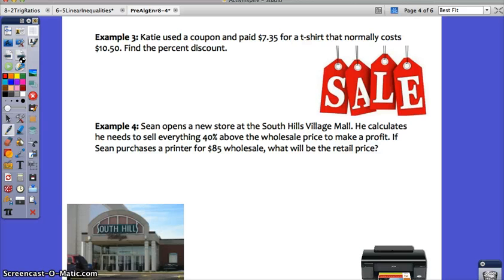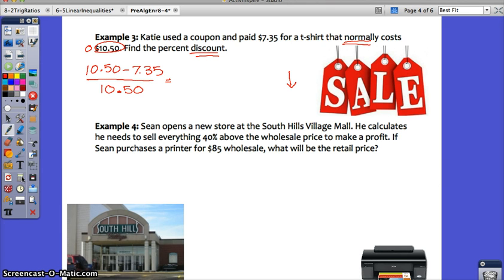Find the percent discount. So we know if it's a discount, we're going to have a decrease, right? What was the original cost? Be careful with this. The original cost, what it's supposed to cost, is the $10.50, right? It normally costs that. So since it says normally, that's our original. That goes on the bottom. Then on the top, you just find the difference. Larger minus smaller is going to make it easiest for you.